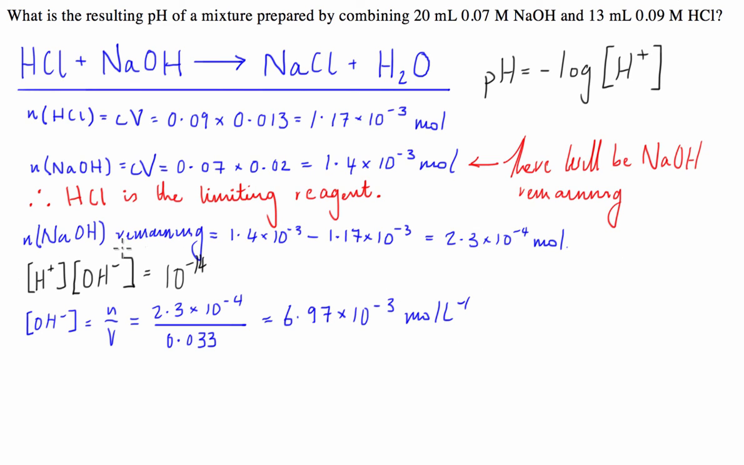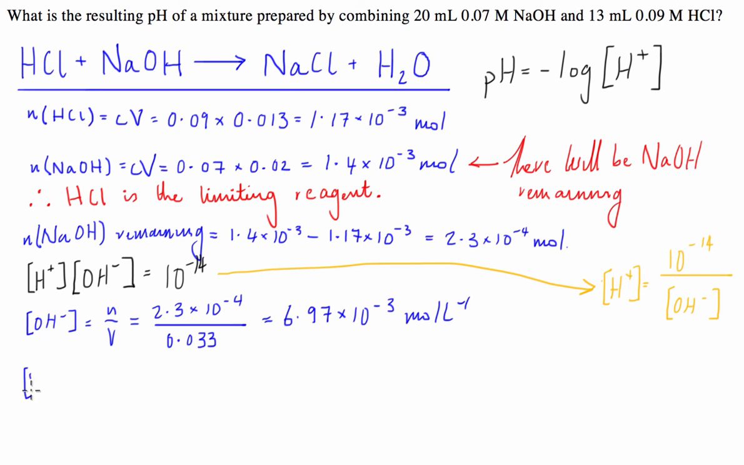Okay, so now we have the hydroxide ion concentration, not just the number of moles. We can then use this relationship to work out the hydrogen ion concentration, because we can only work out pH with the hydrogen ion concentration. So what we're going to do is take this formula, let's put it over here, and we're going to rearrange it using a little bit of algebra. The hydrogen ion concentration is going to be equal to 10 to the negative 14 divided by the hydroxide ion concentration, which is what we have. Cool. So we're going to work that out.